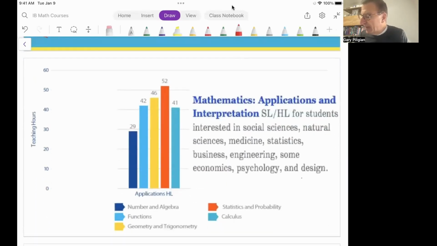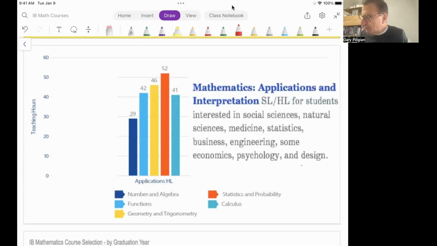Here is the slide which gives the breakdown of the five topic areas and how the teaching hours are allocated. So you can see that this course is quite heavy on probability and statistics, but there is a fair amount of emphasis on calculus functions and geometry and trigonometry, with number and algebra being the least number of teaching hours in the course.